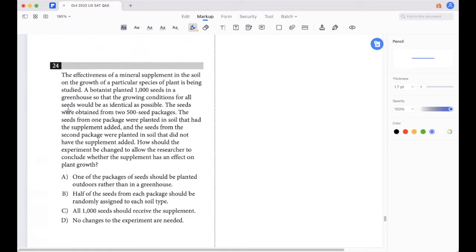The effectiveness of a mineral supplement in the soil on the growth of a particular species of plant is being studied. A botanist planted 1,000 seeds in a greenhouse so that the growing conditions for all seeds would be identical. The seeds were obtained from two 500 seed packages. The seeds from one package were planted in the soil that had the supplement, and the seeds from the other were planted in a soil that did not have the supplement. How should the experiment be changed to allow the researcher to conclude whether the supplement has an effect on plant growth?